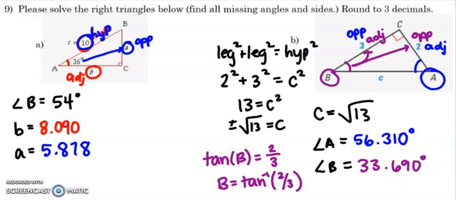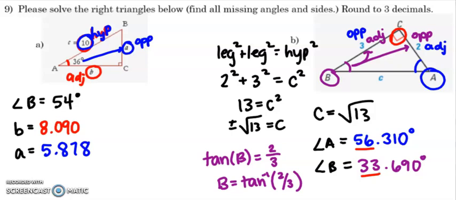Now, some of you are like, Ms. Schwartz, why did you just do all of that work? Couldn't you just have done 180 minus 56 minus 90 and gotten the 33? Sure, absolutely, 100% can do. To be honest, I kind of forgot that I could do that real quick. But also, I think it's important that you see the tangent inverse again happening.